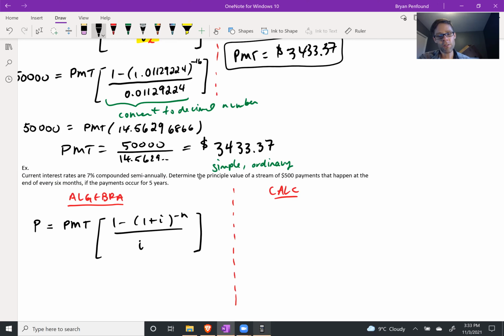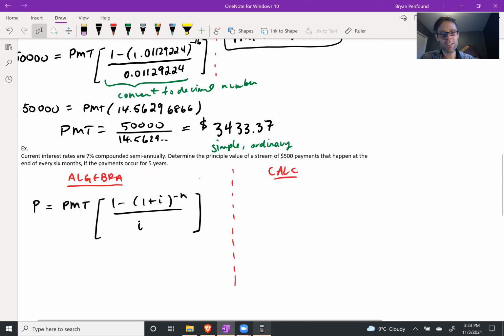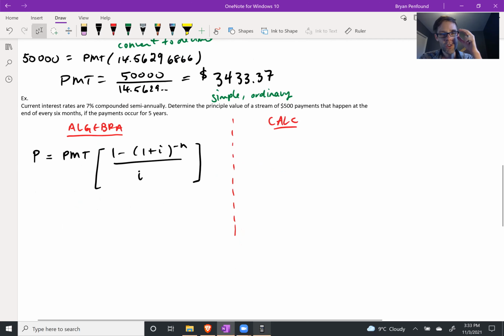So I see Alexander's already muscling through on the calculator. You can verify our final answer on the calculator if you want. This one's not too terrible to actually use the formula, so I'm going to decide to do the formula first. Usually when I'm solving for PMT or I'm solving for N, that's usually when I use the calculator. It starts to get a little unruly.